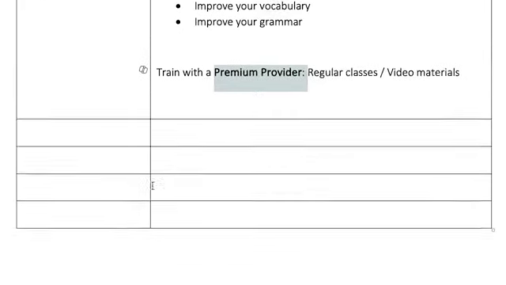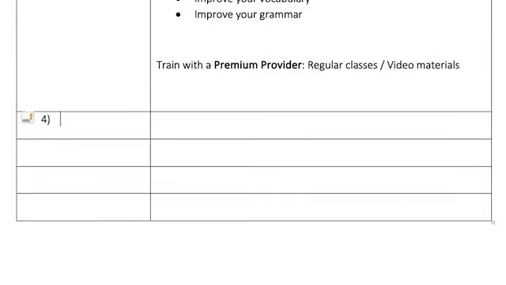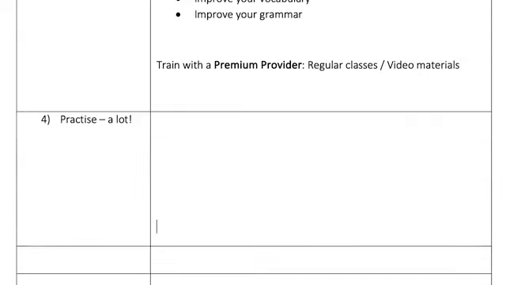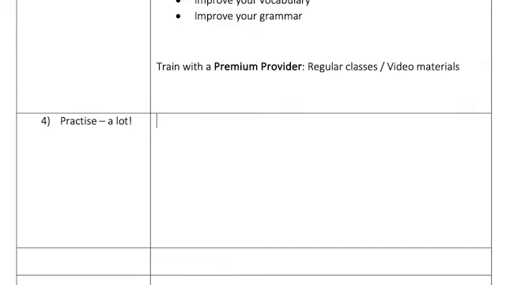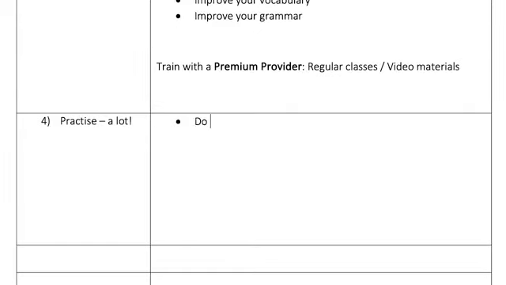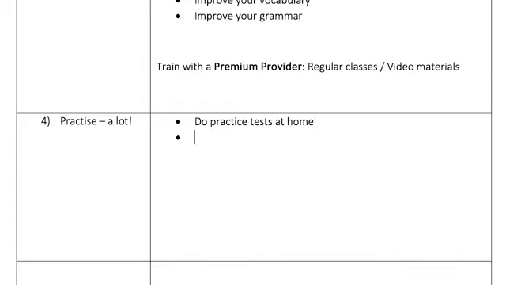Number 4 is practice a lot. We need you to practice a lot. And this is not just doing test materials, though of course that's important. Let's get some bullet points. Do practice tests at home, absolutely. Definitely, that's a really good idea.